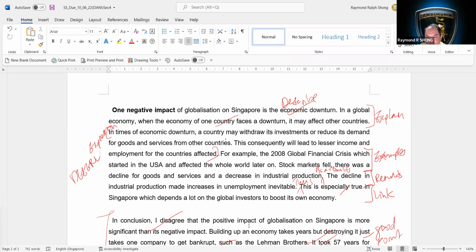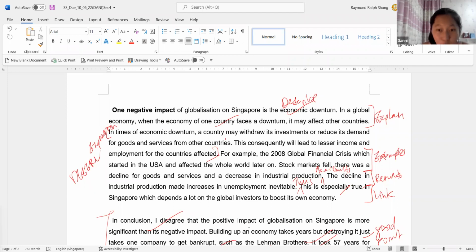One negative impact of globalization on Singapore is the economic downturn. In a global economy, when the economy of one country faces a downturn, it may affect other countries. In terms of economic downturn, a country may withdraw its investments or reduce its demand for goods and services from other countries. This consequently will lead to lesser income and employment for the countries affected.